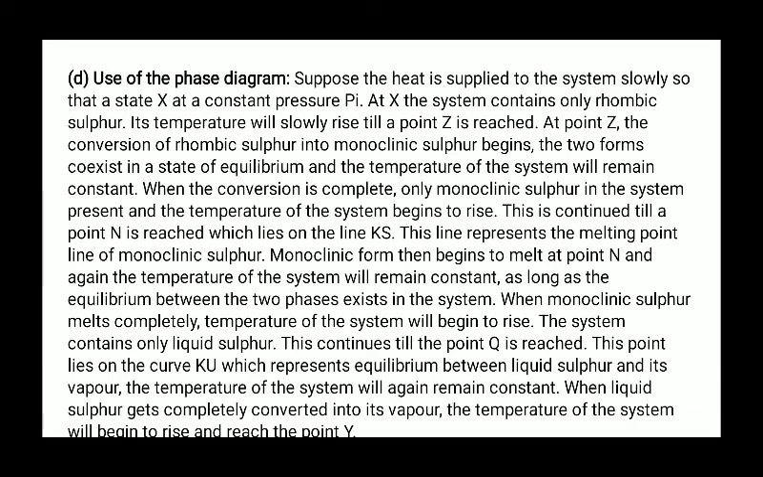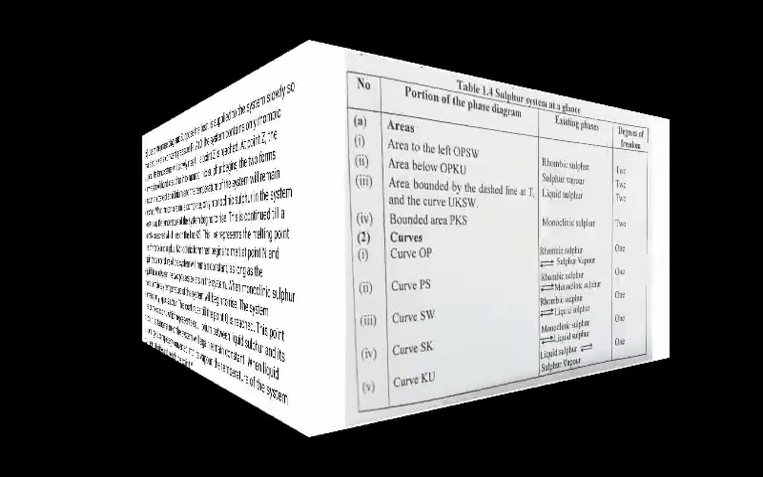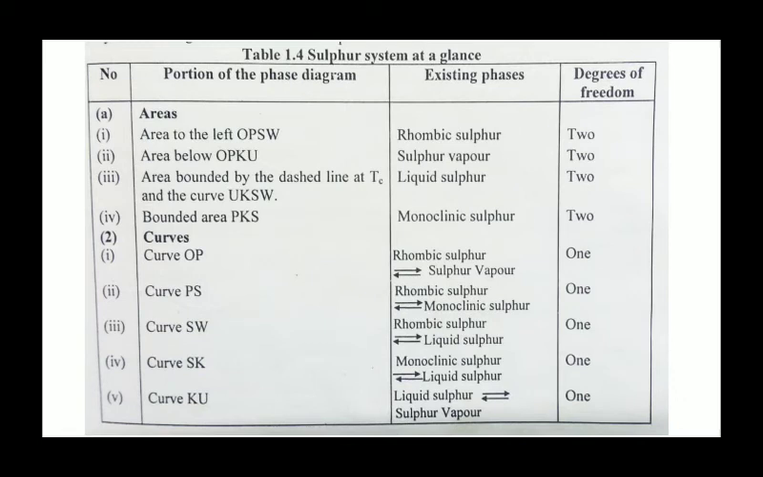This is the simple application of the phase diagram and the sulfur system at a glance. Area to the left of OPSW is rhombic sulfur, then in area OPQ sulfur vapor, and so on.